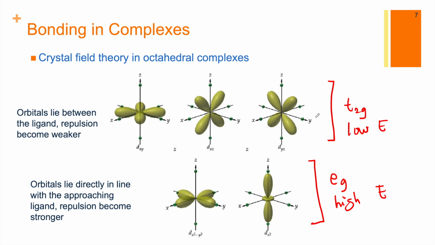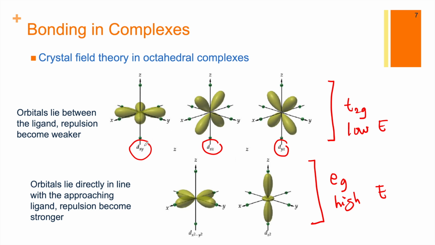In this T2g we have 3 orbitals. They are dxy, dxz, and also dyz. Why are all of these 3 orbitals in the low energy level? Because all of these orbitals lie between the ligands, so the repulsion becomes weaker.